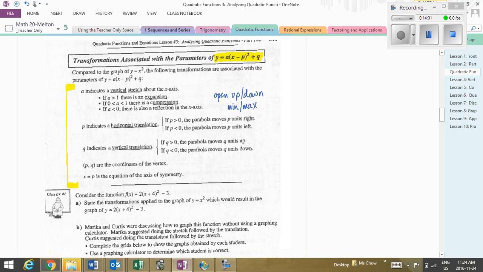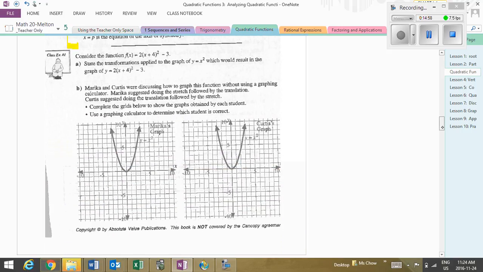We know that P indicates the horizontal translation, Q is the vertical translation, P and Q are the coordinates of the vertex, and x equals P is the equation of the axis of symmetry. So all of these will be asked of you over and over again when you are given that vertex form, and so there's lots and lots of information within that form. So let's take a look at class example number 1 then.